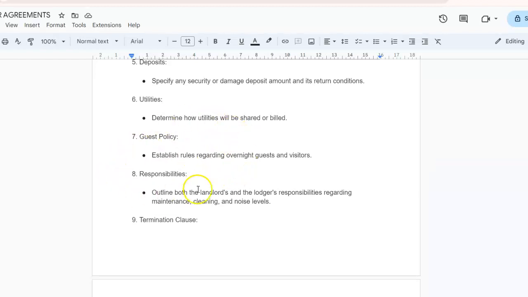Number eight, it should also contain a segment for responsibilities. So here, you as the landlord need to define your obligations regarding maintenance, repairs, and access to the property or to the specific room. You also need to outline the lodger's obligations regarding maintaining the property, cleaning shared spaces, respecting noise levels, which is very important, and disposing of waste.